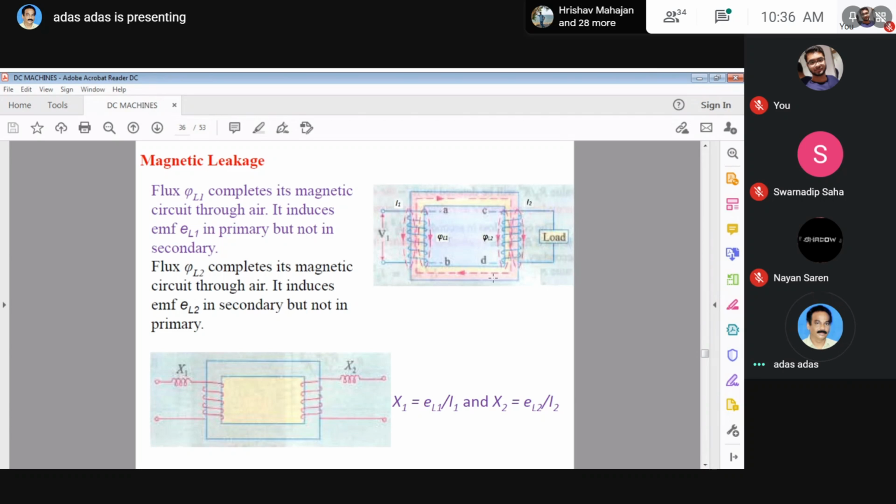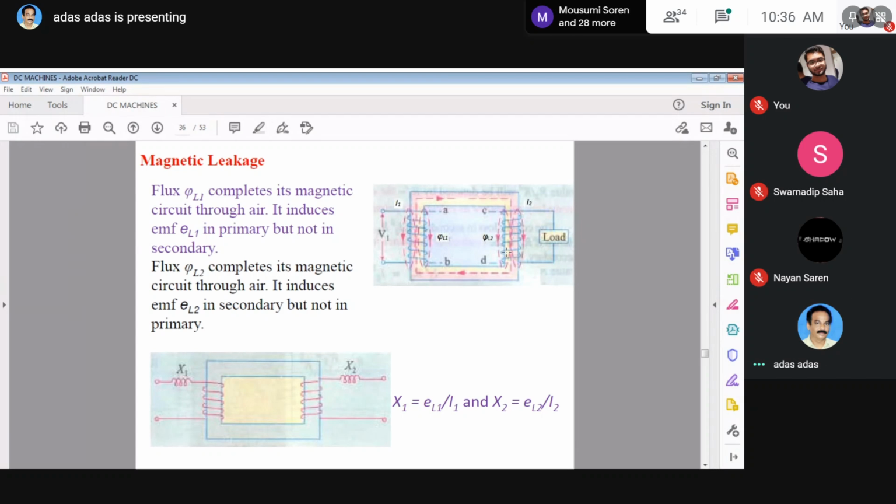Okay, because it is a low reluctance path. But practically, if we see, then there is some leakage. What is the leakage? It completes the magnetic circuit through air. The normal path is this. This is the normal path. But a portion may complete its path through the air, which is suppose phi L1.